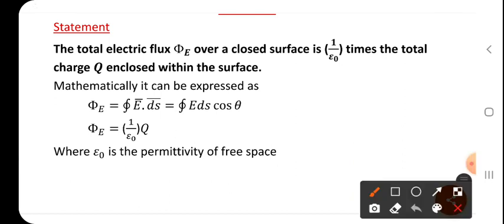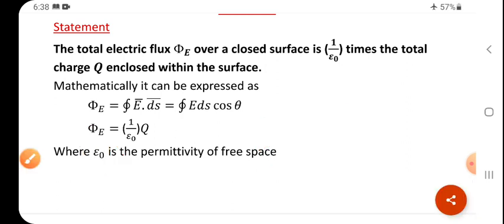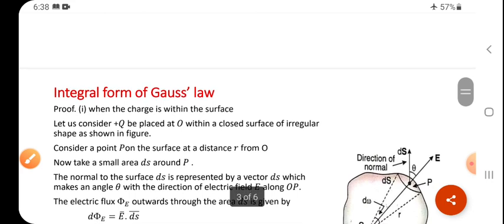And here epsilon naught is what? It is the permittivity of free space. What is the meaning of permittivity? It indicates how much flux free space is permitting through it. That will be indicated by epsilon naught. That is why epsilon naught is called the permittivity of free space. How much flux it is permitting, allowing.